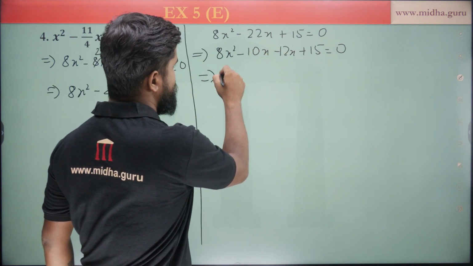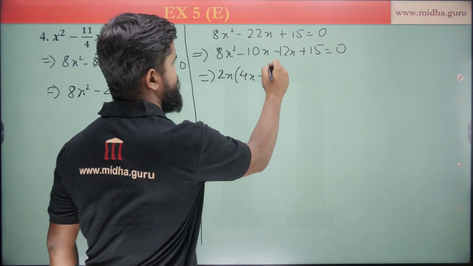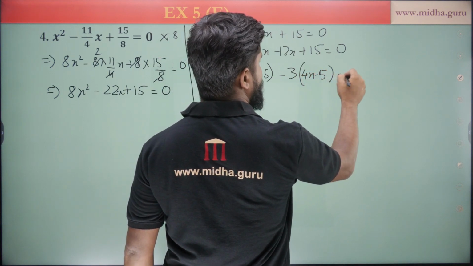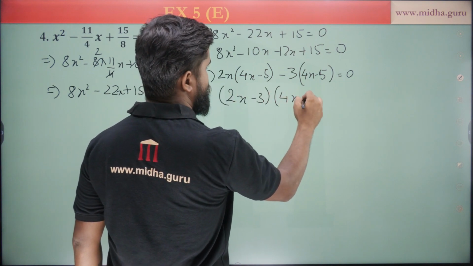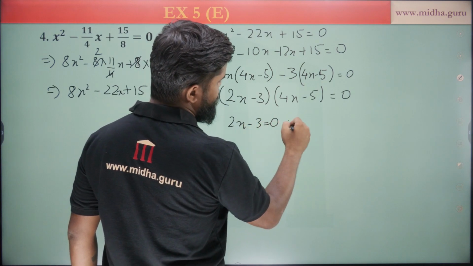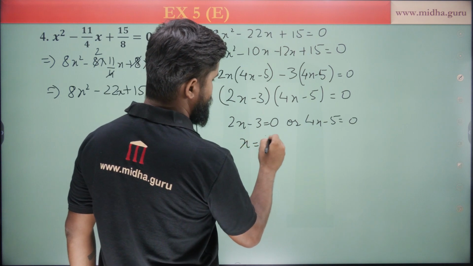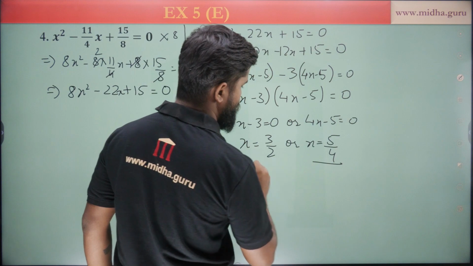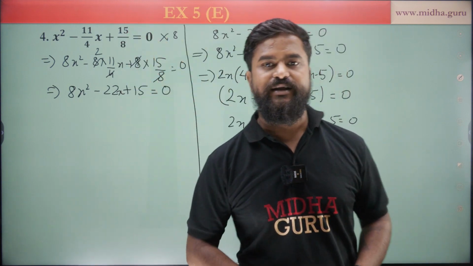So here I'll take 2x as common, I'll get 4x minus 5. And then here I'll take minus 3 as common, again I'll get 4x minus 5. So 2x minus 3 into 4x minus 5 is equal to 0. So 2x minus 3 is equal to 0 or 4x minus 5 is equal to 0. So x will be equal to 3 by 2 or x is equal to 5 by 4. These will be the values for x for the given quadratic equation.